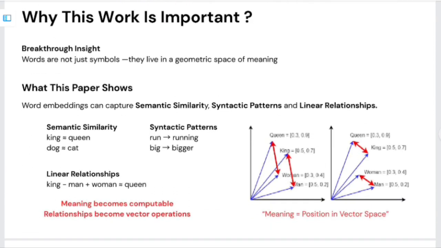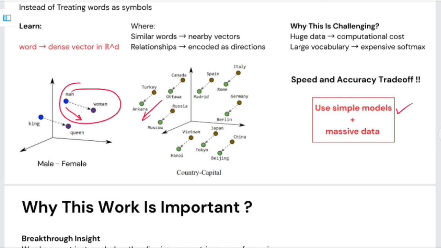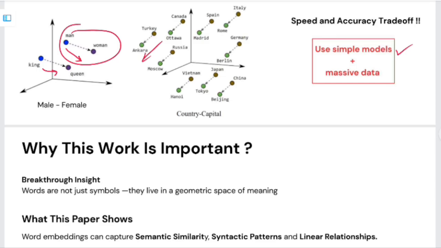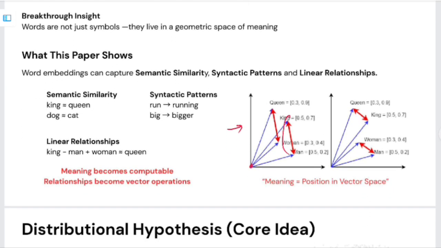Now, why is this work important? This leads to one of the most important insights of the paper. Words can be represented as points in a geometric space, where meaning and relationships naturally emerge. If you look at the diagram, you can see the vector from man to woman is very similar to the vector from king to queen. This is often called the gender direction. And this leads to the famous analogy: king minus man is equal to queen minus woman. This is called the gender direction.